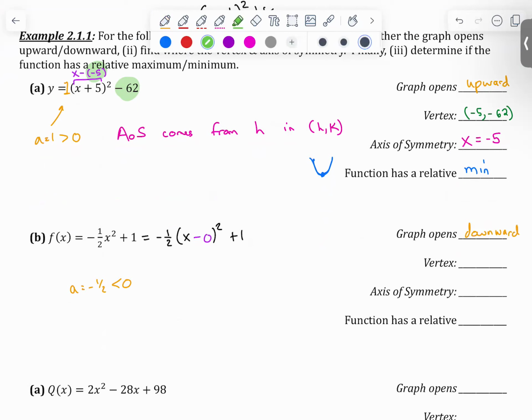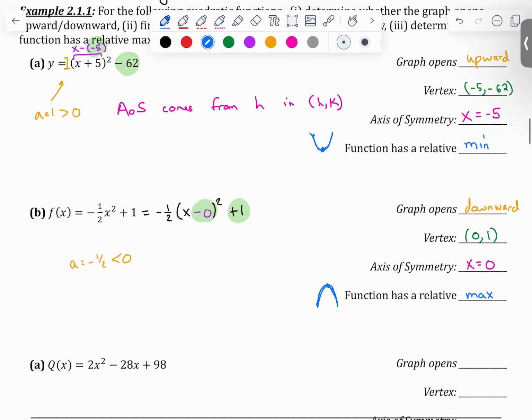Looking at it now in vertex form in all its glory, that means that its vertex is at 0 comma positive 1. And then its axis of symmetry will be x equals 0. Then the last thing, since it is opening downward, it's going to be a frown shape. If you're feeling down, you've got a frown, right? So it's a relative max at the top.